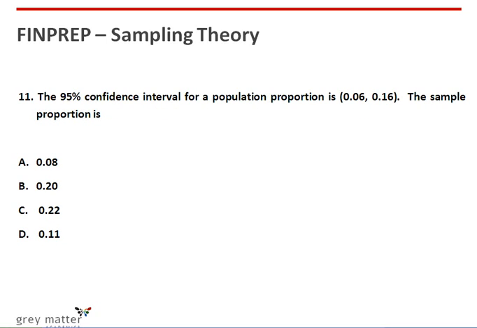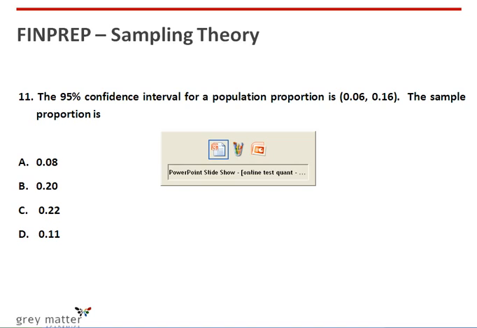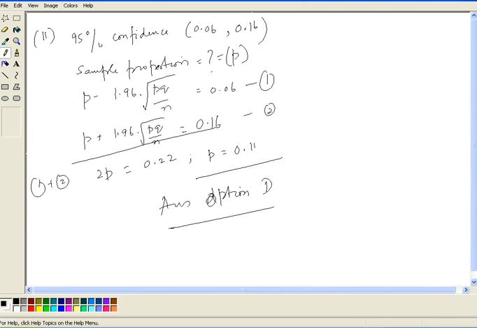11th question, the 95% confidence interval for a population proportion, the interval is 0.06 to 0.16. The sample proportion needs to be calculated. Now 95% confidence is given. 95% confidence lies in the interval 0.06 to 0.16. In that interval, we have that confidence level. Now sample proportion needs to be calculated, which is nothing but the probability p.